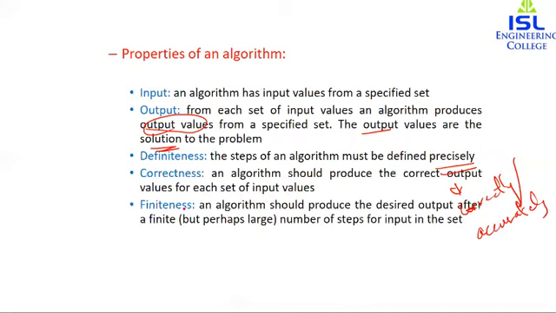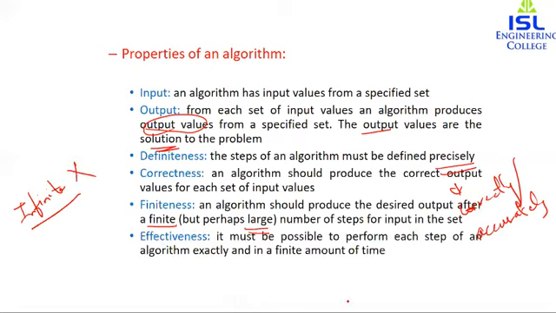Next is finiteness. An algorithm should produce the desired output after a finite, it may be a large, number of steps, but they should be finite. It should never be infinite. We should not write an infinite algorithm which is of no purpose. Effectiveness: it must be possible to perform each step of an algorithm exactly and in a finite amount of time.